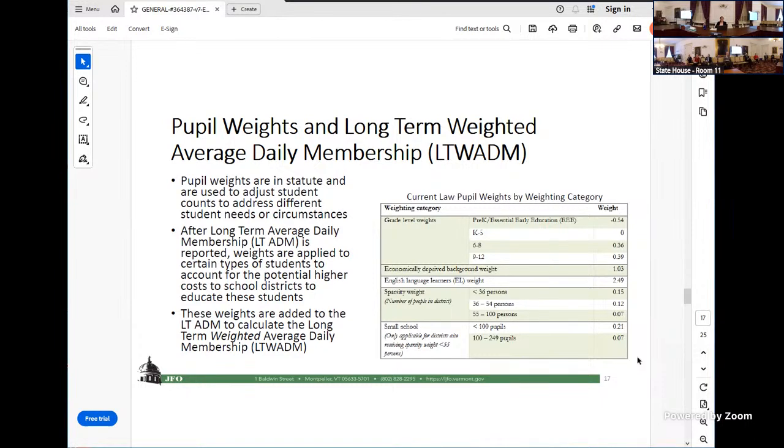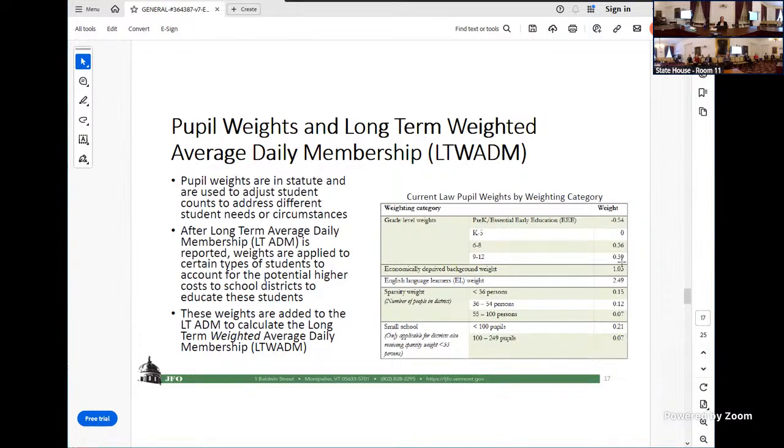And so what are pupil weights? Well, they're set in statute. They were changed in Act 127 a few years ago. And they're used to adjust student counts to address differing student needs or different circumstances. So this table is outlining the different pupil weighting categories and corresponding weights that are in statute, changed in Act 127, but they include grade level weights, a weight for students from economically deprived backgrounds, English learners, there's a sparsity weight, so if a school district is geographically sparse, and a small school weight, which is only applicable for sparse districts. It's a way of getting to that necessary small school.